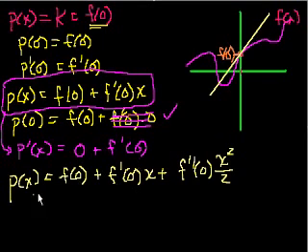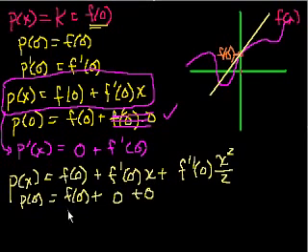So let me confirm that. So p of 0 is equal to f of 0 plus, well, when x is equal to 0, that's 0. This term is 0. And when x is equal to 0, that term is 0, right? So that checks out. What's the first derivative of p?